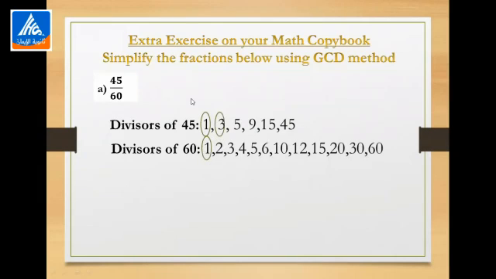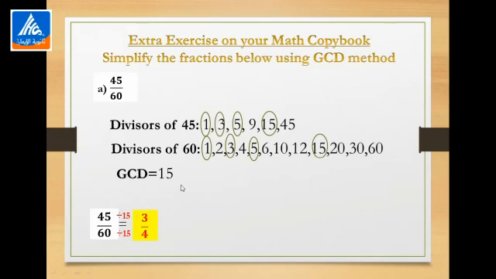1, 3, 5, 15. It's clear that the greatest common divisor, the GCD, is 15. Once I find the GCD, which is 15, I write the fraction again, and I have to divide the numerator and the denominator by this GCD, which is 15. So 45 divided by 15, 60 divided by 15, I'm going to get 3 over 4, which is the simplest form of 45 over 60 because I cannot divide 3 and 4 using the same factor.